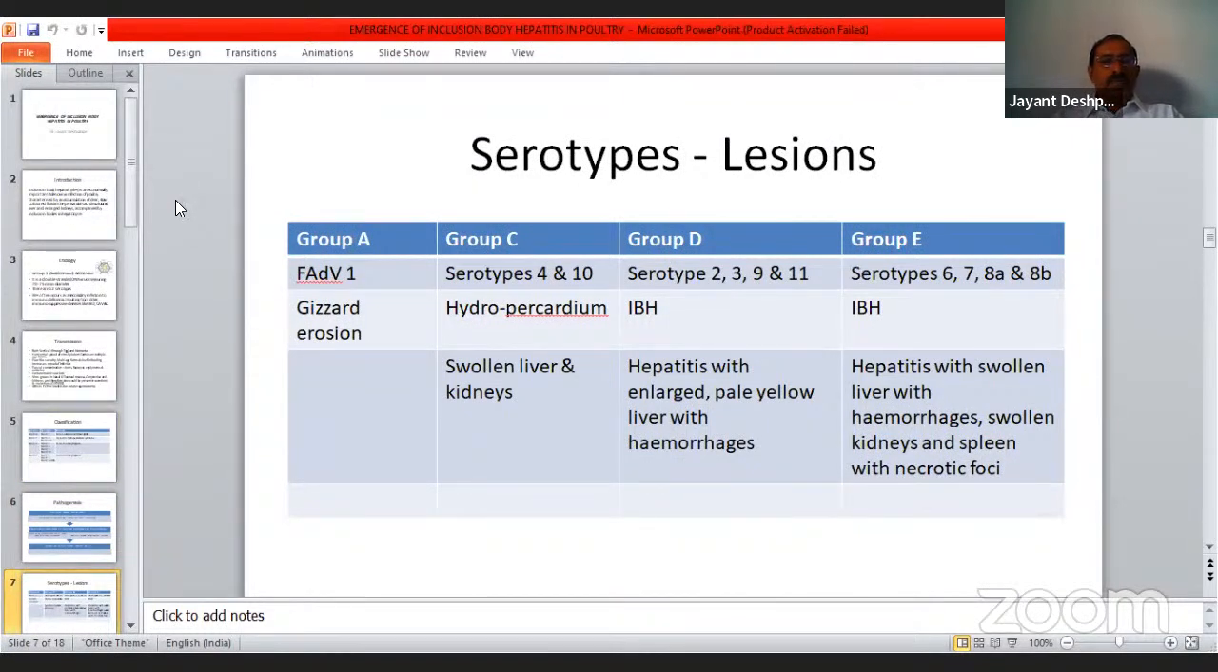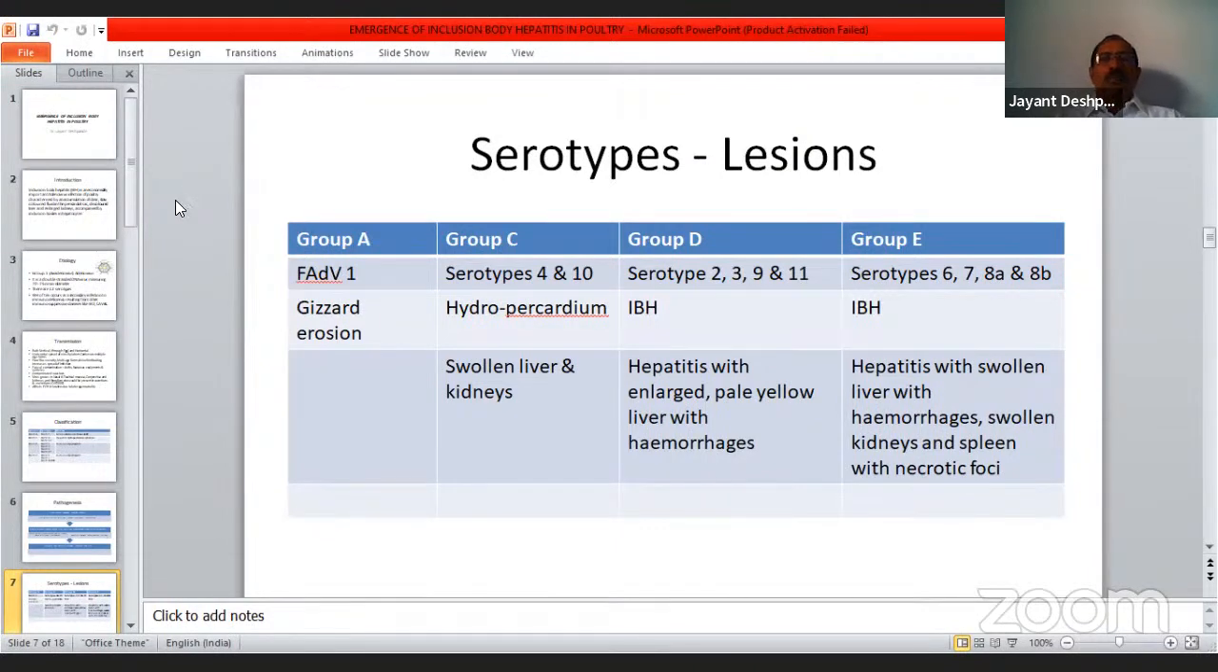And the serotypes can cause different lesions, as I have mentioned already; this is again a repetition. Group A, serotype 1 causes gizzard erosions, which is again a burning problem, along with hydropericardium and IBH. Then group C, serotypes 4 and 10, typically cause hydropericardium and swollen liver and kidneys. And group D, serotypes 2, 3, 9, and 11, cause inclusion body hepatitis. Here typically we see an enlarged, pale liver with hemorrhages on the liver.